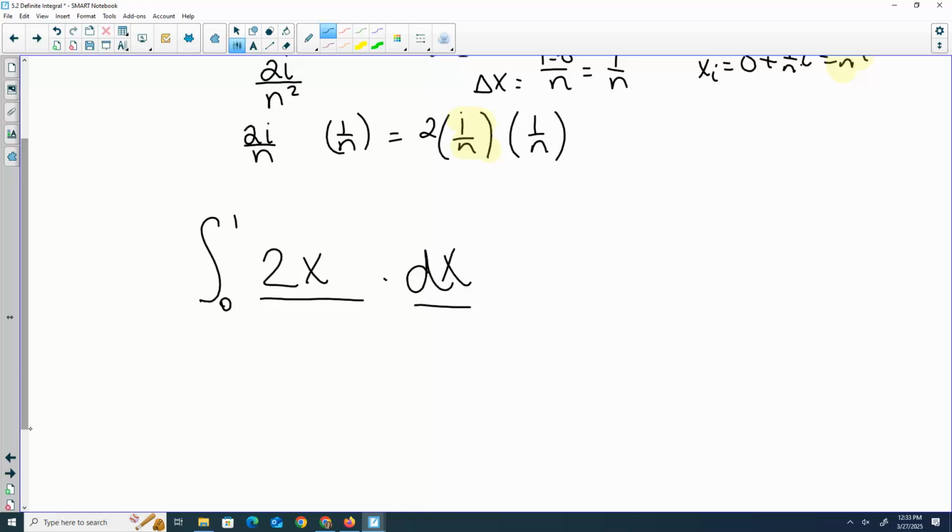So what's the antiderivative of 2x? x squared. From 0 to 1. So we get 1 squared minus 0 squared, or 1. So just know before we knew how to do integrals the fast way, we would take an integral and write it using the limit of the sums of all that. We can also start with the limit of the sums and turn it into an integral. That's what we did right here.